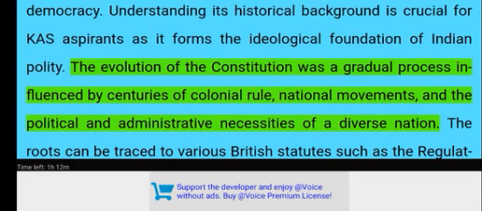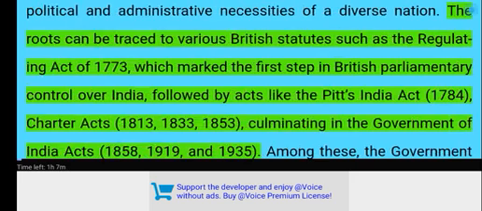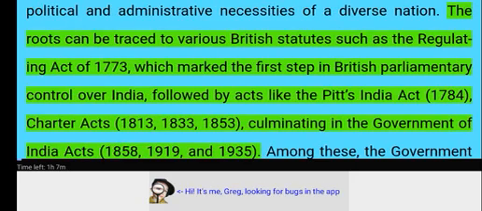The evolution of the Constitution was a gradual process influenced by centuries of colonial rule, national movements, and the political and administrative necessities of a diverse nation. The roots can be traced to various British statutes such as the Regulating Act of 1773, which marked the first step in British parliamentary control over India, followed by acts like the Pitt's India Act 1784, Charter Acts 1813, 1833, 1853, culminating in the Government of India Acts 1858, 1919, and 1935.